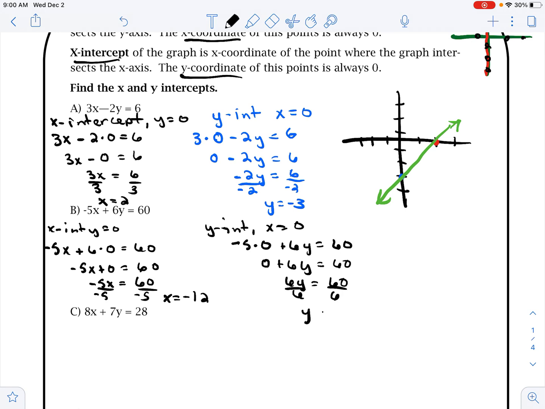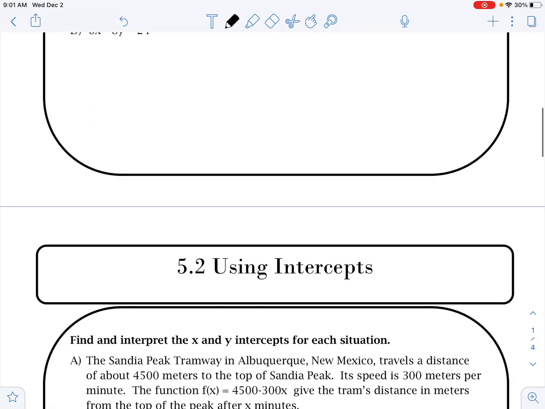And then I divide by 6. And y is equal to 10. So now if I look at negative 12 and 10, I'm actually going to count by 2's when I go through it. So on my x-intercept, 2, 4, 6, 8, 10, 12. And then 2, 4, 6, 8, 10. So we're counting by 2's. Negative 12 is here, positive 10 is there. I connect them, and there is the equation of my line as I work through it.